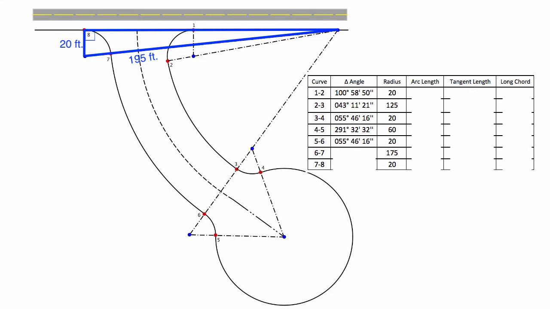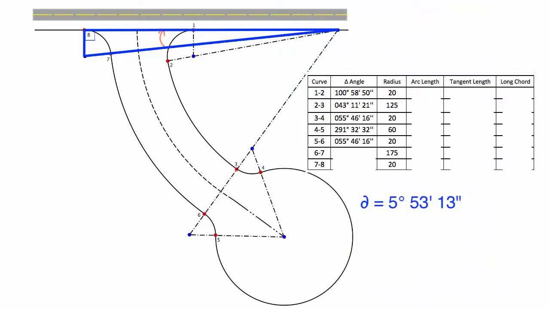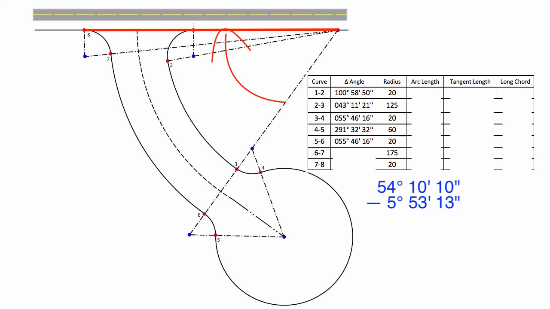The interior angle is found by the sine function. The sine of the angle is equal to the length of the opposite side divided by the hypotenuse length. The angle is the arc sine of 20 feet divided by 195 feet. The resulting angle is subtracted from the total angle that extends from the edge of the road to the start of the cul-de-sac tangent extension that was previously given as 54 degrees 10 minutes 10 seconds. The resulting value is placed in the table.